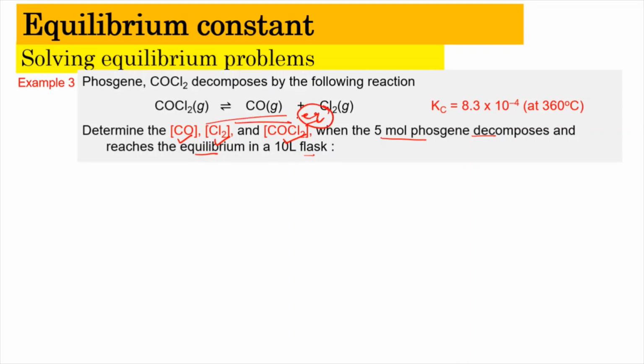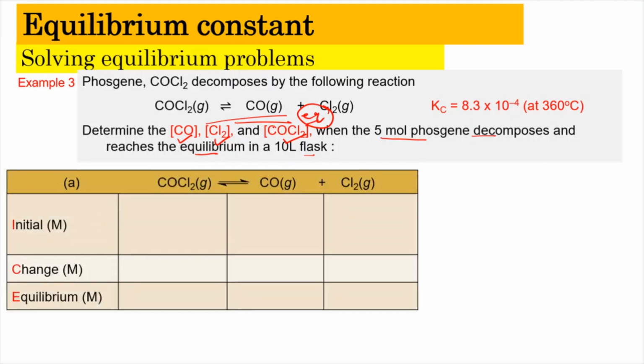So when we need to find the concentration at equilibrium, as usual, we need to do the ICE table. So we need to write the equation, which is COCl2 decomposes into CO as well as molecular chlorine. And we are talking about the concentration, and therefore we need to put it in terms of molarity. The info that we have is 5 mole of phosgene. So phosgene here refers to COCl2. As usual, in order for us to find the concentration, we need to divide the number of mole by the volume of the flask. So 5 divided by 10, we're going to get the concentration to be 0.5. So at the initial stage, we only have the concentration of the reactant. And for the products, we're going to put 0 as well as 0.